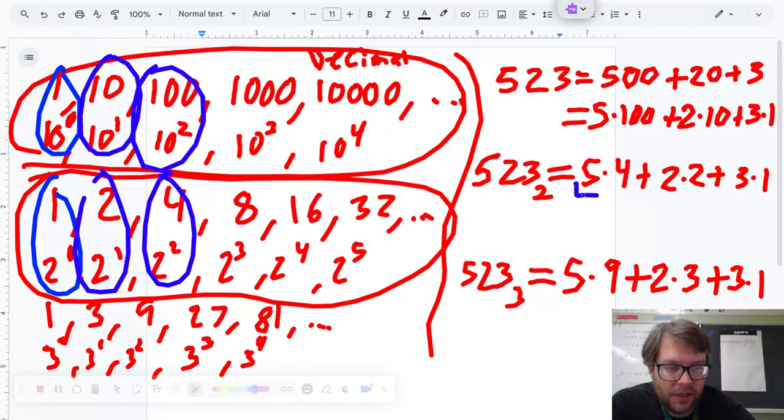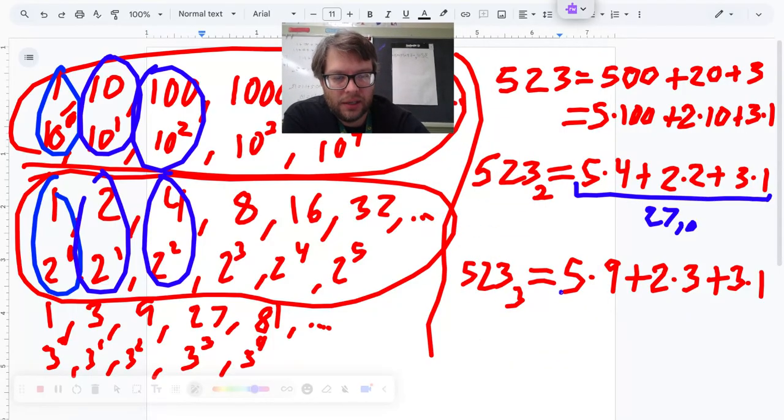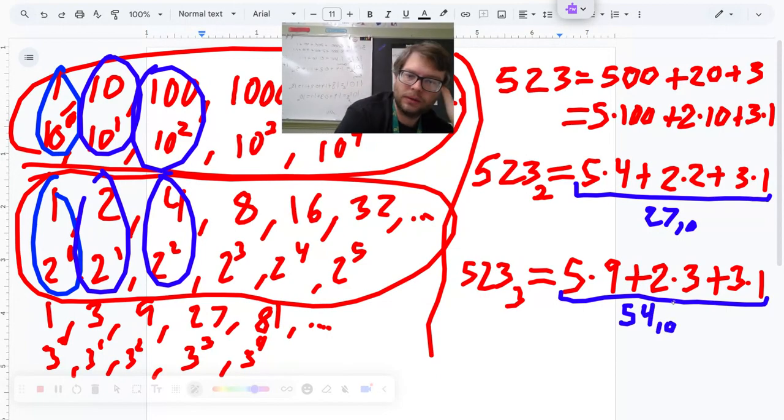If I actually calculated what this all came out to be, the binary version, 5 times 4 is 20. 20 plus 2 times 2 is 4, so 24. 3 more gets you up to 27. So the number 523, written with a base of 2, is 27, written with a base of 10. Same sort of idea if I actually calculated this out for my base 3 number. 5 times 9 is 45. 2 times 3 is 6. 3 times 1 is 3. So 45 plus 6 plus 3, I think that gives me 54 in base 10. Okay?